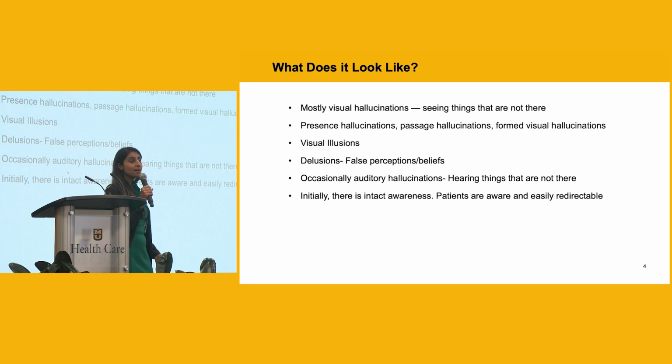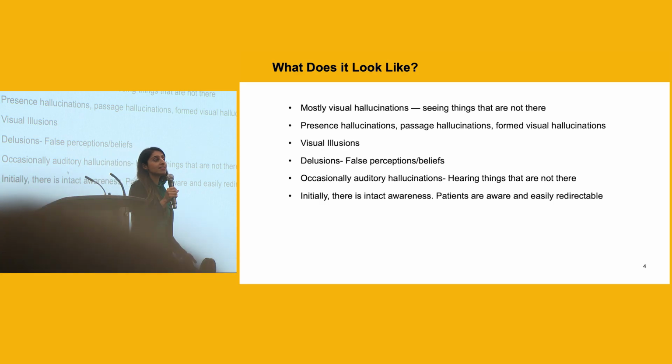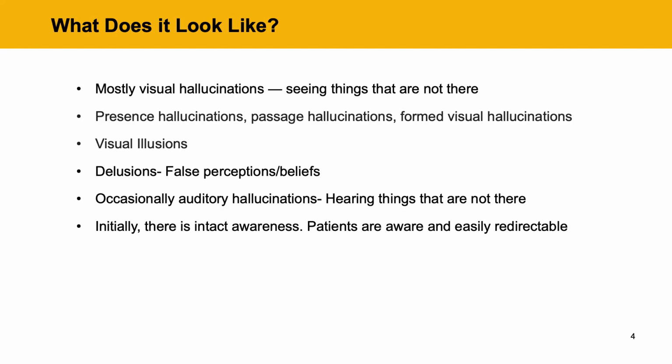Okay. So big question, what does it look like? Well, we talked about psychosis. It's like this separation from reality, right? So what does it look like? Mostly patients come in with visual hallucinations. What are visual hallucinations? It's seeing things that are not there, simply put.